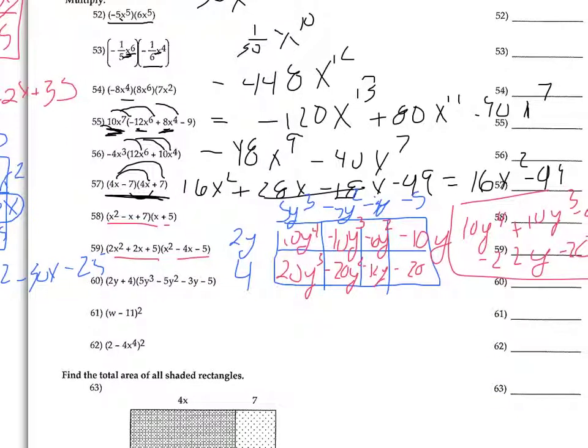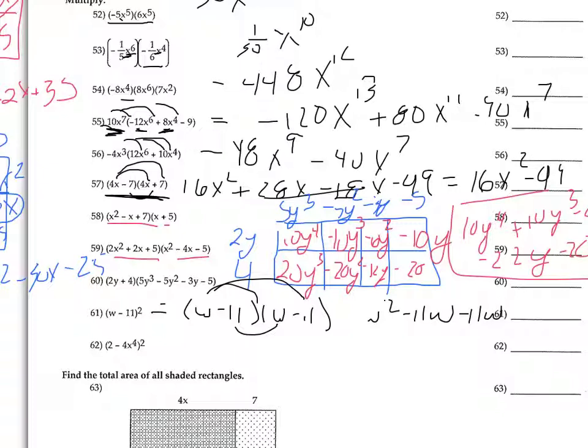Now, the next one is really just this. Remember when we have something squared, it's 2 of those things. So this is w minus 11 times w minus 11. So I'm going to FOIL this out. W times w is w squared. W times 11 is minus 11w, inside, minus 11w. And then last, negative 11 times negative 11 is plus 121. So we have w squared minus 22w plus 121.